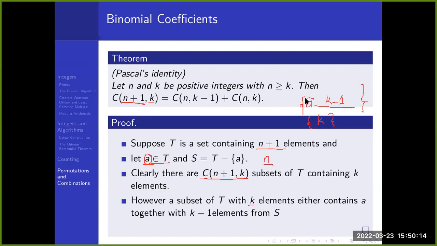So you pick all the sets that contain A, and for those sets, the only thing you need to do now is to pick K minus 1 elements out of the n remaining ones. And then also consider the sets which do not contain A, and you can pick subsets with K elements from this set that does not contain A. That gives you all the possible subsets with K elements. I think it continues on the next page.